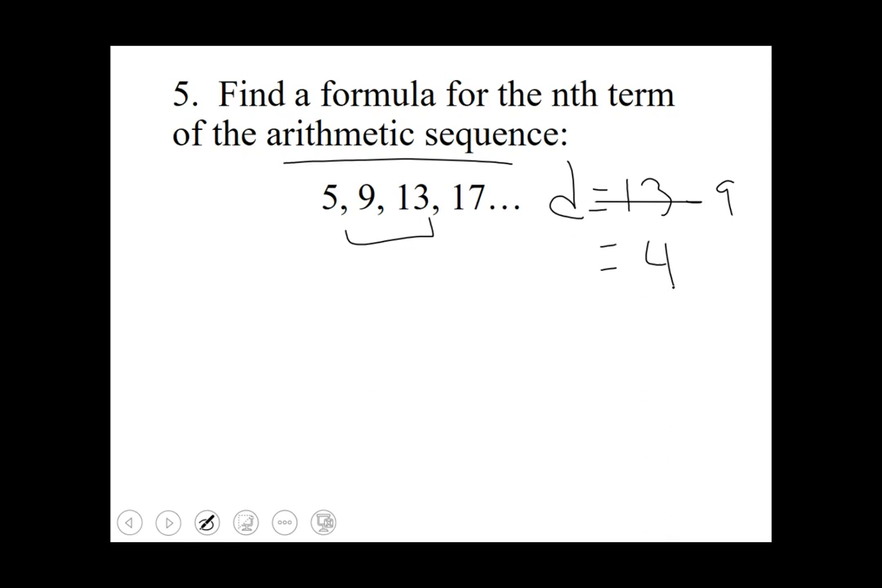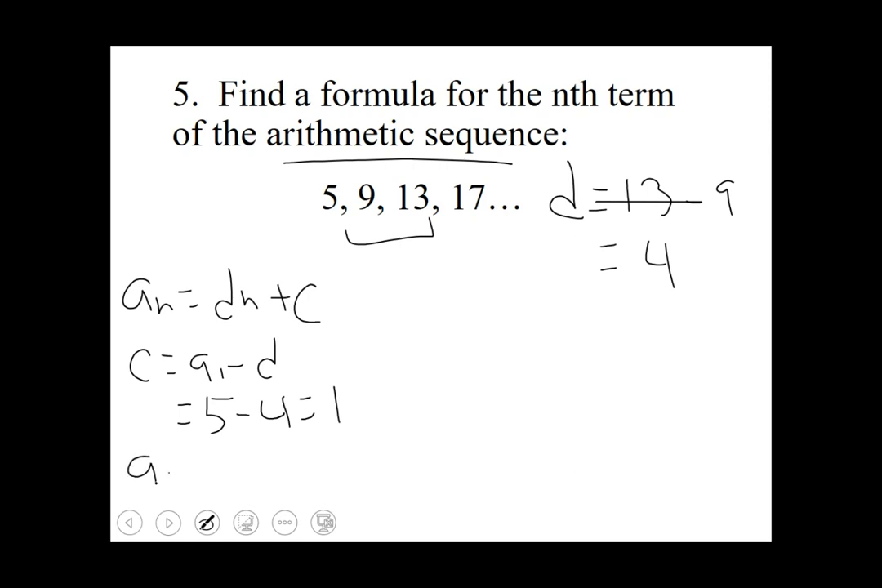Let's go ahead and start by doing this problem by doing a sub n equals dn plus c. I already know what d is. To find c, I would again do the first term minus d, which would be 5 minus 4, which is 1. And that would give me a formula of a sub n equals 4n plus 1. Again, perfectly fine way to do this problem, and you certainly get the correct answer.